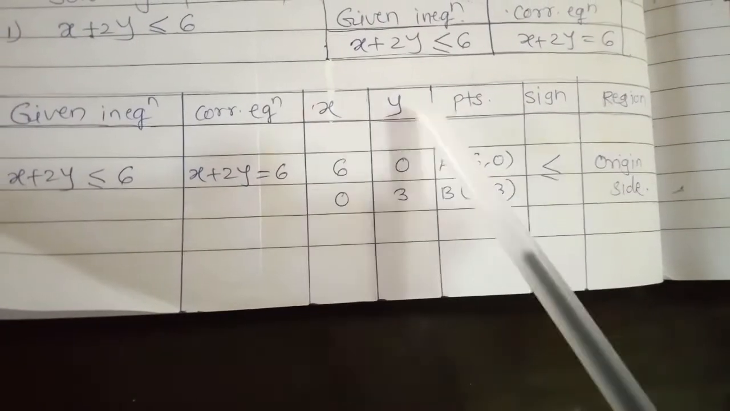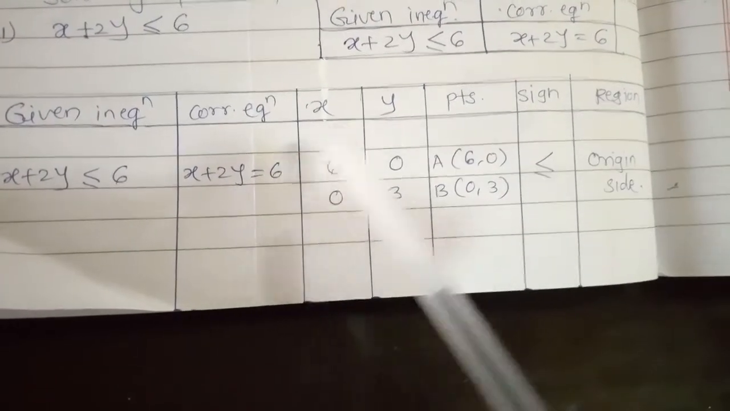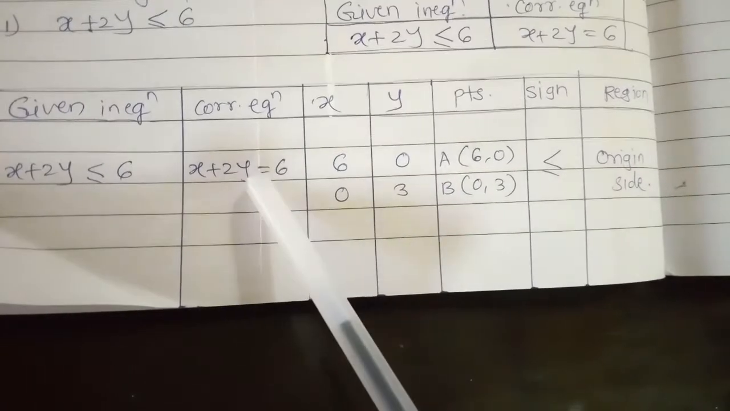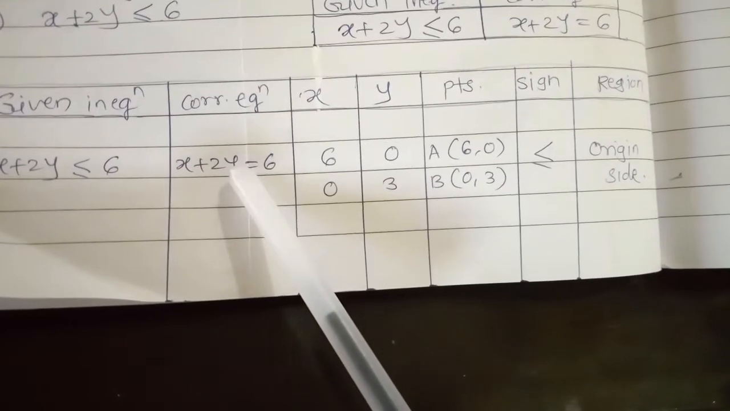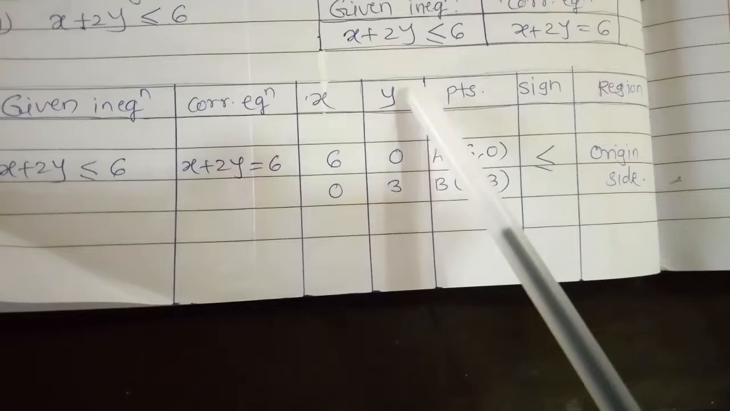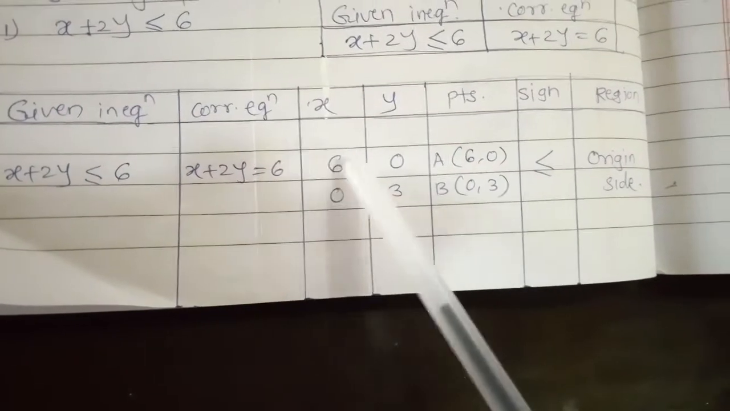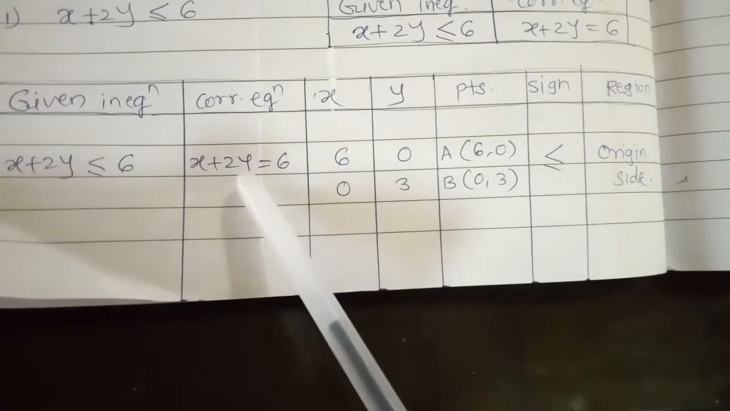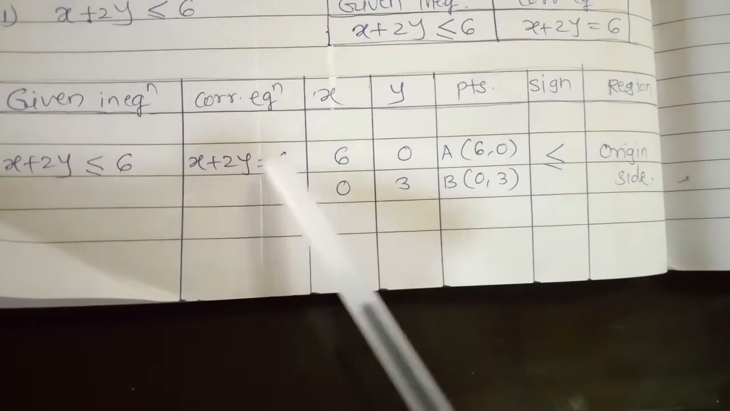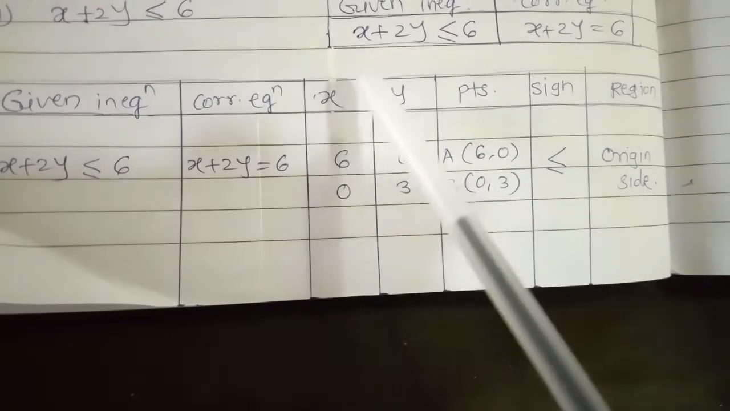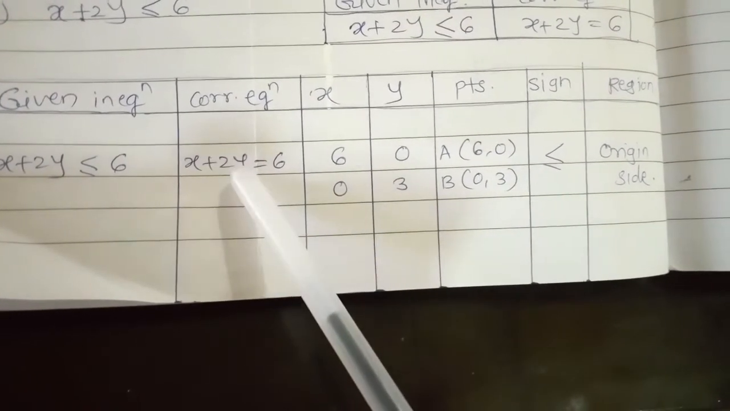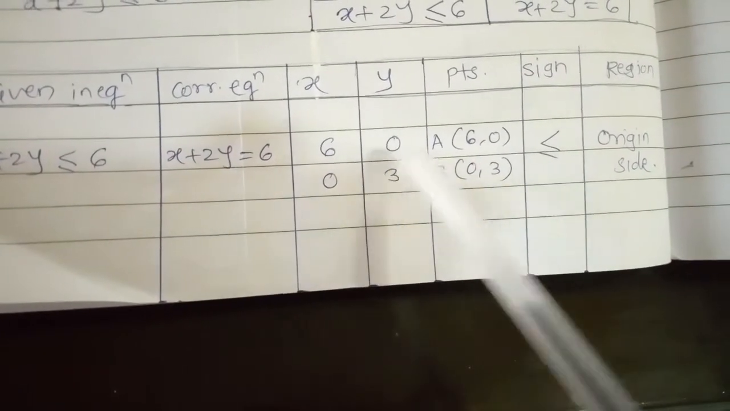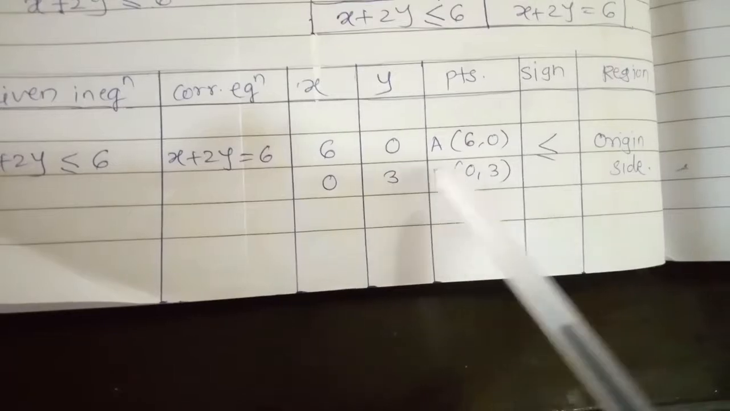Now you have to find out the x and y coordinates. For that, to find the x coordinate you have to put y equals to 0, and to find the y coordinate you have to put x equals to 0. So here, to find the x coordinate, we put y equals to 0 in this equation. If we put y equals to 0, we get x equals to 6. Similarly, we have to find 2 points. Then you put x equals to 0, and you will get the y coordinate, that is 3. So here we get the 2 points, A is (6, 0) and B is (0, 3).